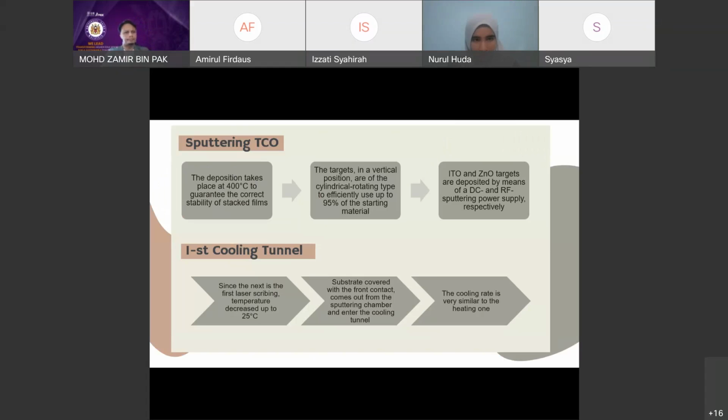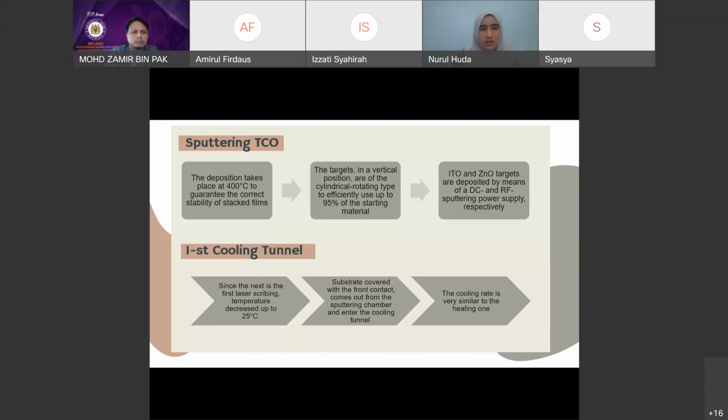Okay. Next is the sputtering of TCO. The deposition takes place at 400 Celsius to guarantee the correct stability of the stacked film, and the targets, in a vertical position, are of the cylindrical rotating type to efficiently use up to 95% of the starting material. ITO and zinc oxide targets are deposited by means of a DC and RF sputtering power supply respectively.